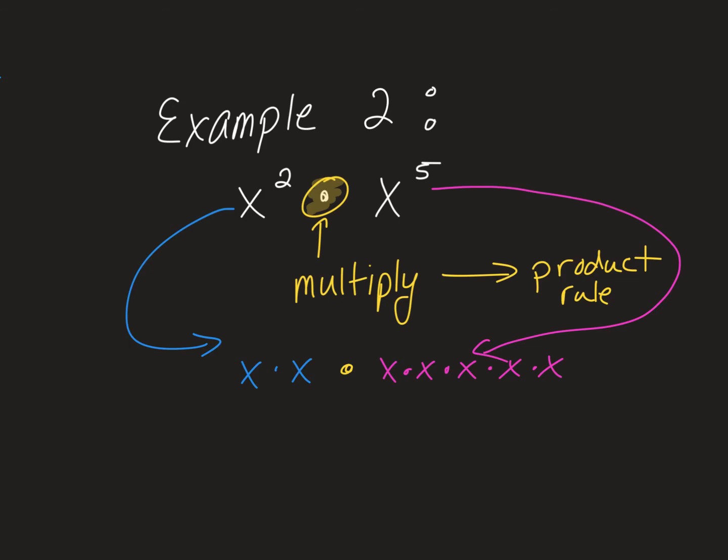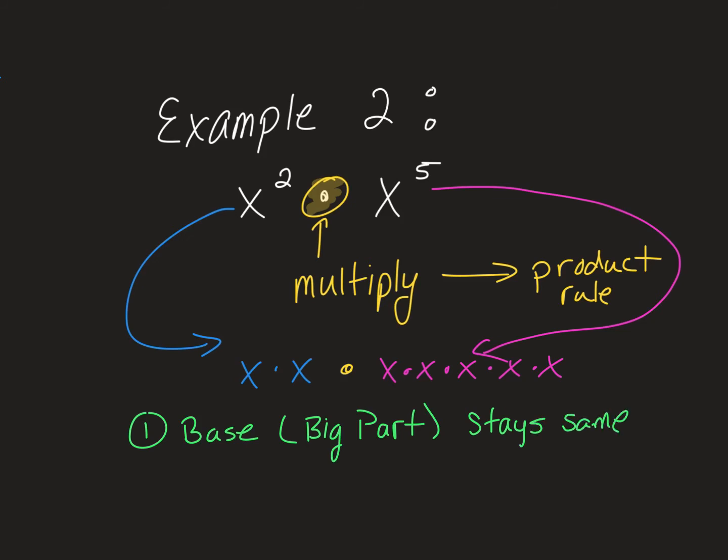So remember the shortcut when you are multiplying powers together. All you do is step 1, the base, and the base is the big part. So in this case, it's going to be an x, stays the same. And step 2, you add the exponents together.